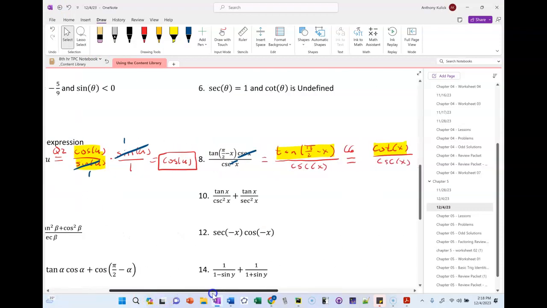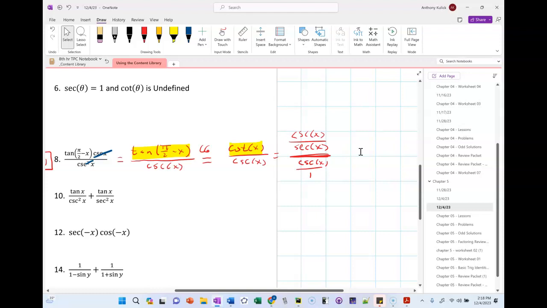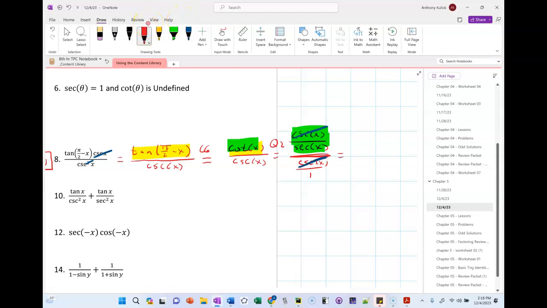Miriam and Maya. What can we do next? Do the cosecants cancel out? Yes. And what are we left with then? Secant. Close. 1 over secant. Thank you, Maya. Remember, when they cross out, they become 1s. And you can ditch the 1s in the denominator, but you can't get rid of a 1 in the numerator. Those need to stay.